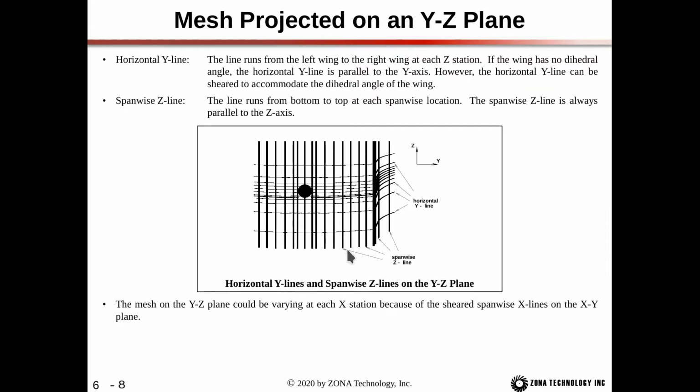Then the spanwise Z lines. These lines run from the bottom to the top at each spanwise location, and the spanwise Z line is always parallel to the Z axis. And the mesh on the YZ plane could be varying at each X station because of the sheared spanwise X lines on the XY plane.